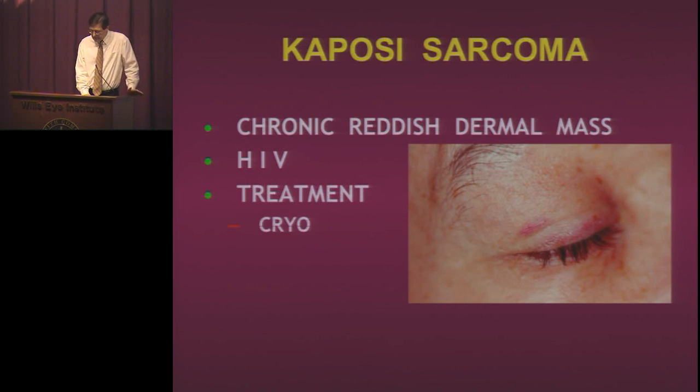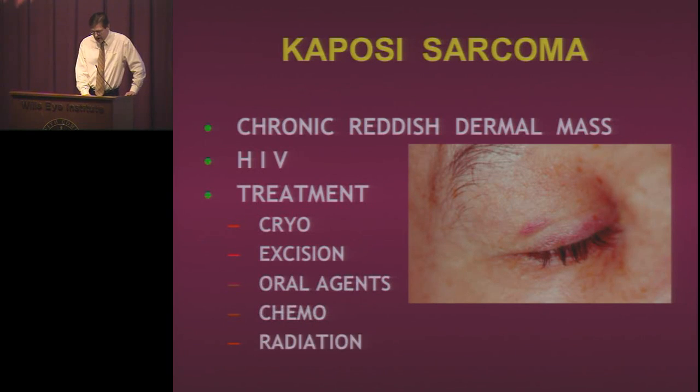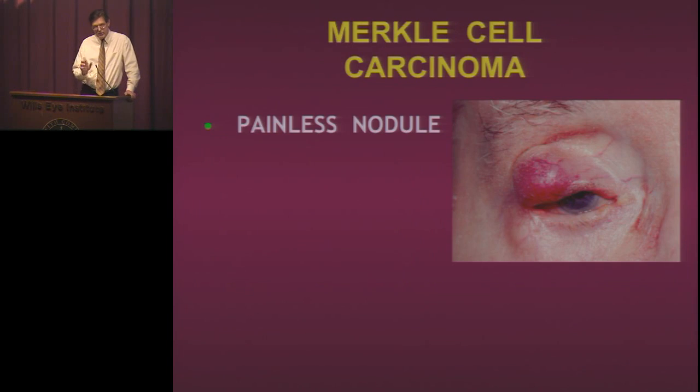These are treated in different ways, excision, cryo. Sometimes we send them back to their primary or their oncologist to be treated with oral agents or chemo. They can look like hemangiomas. They can present with redness, look like pyogenic granulomas on the conjunctiva. They can look like hemangiomas of the lid. So always just think of this, and especially in the immunosuppressed.